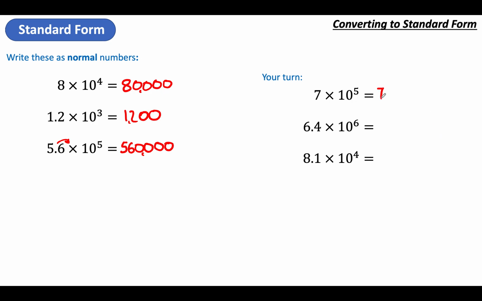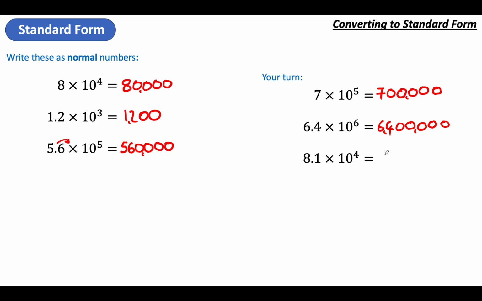So this one, it's 7, but 5 places bigger. 3, 4, 5 places bigger. It's 700,000, really. 6.4. So, firstly, 1 place bigger is 64. That's the point moved over that 4, or the fulls moved. So that's 1, and then 5 more. 1, 2, 3, 4, 5. Okay, that's 6,400,000.